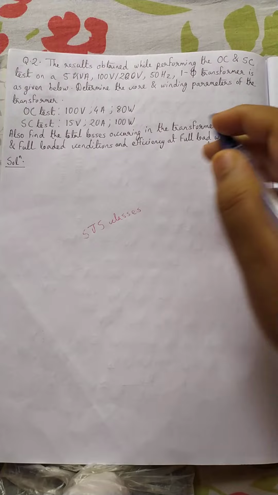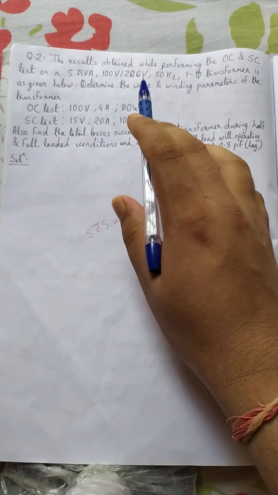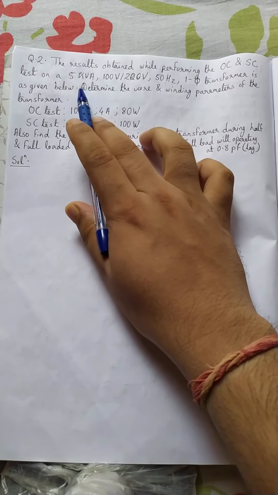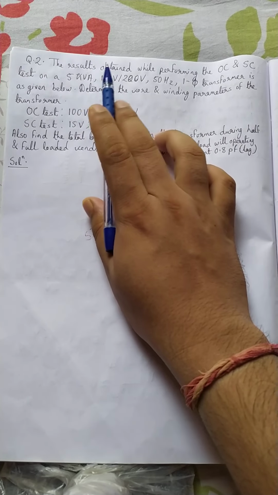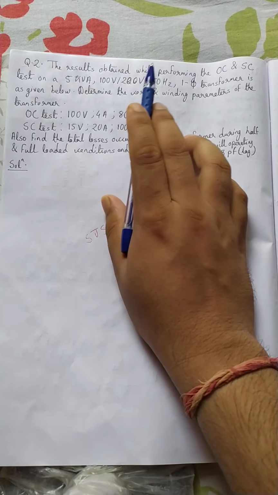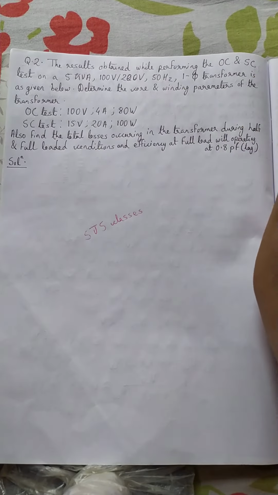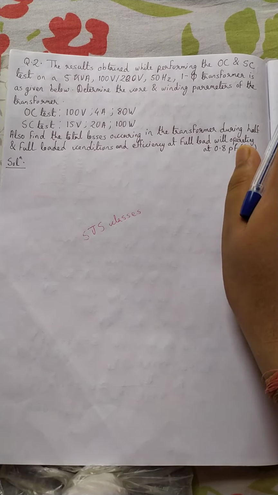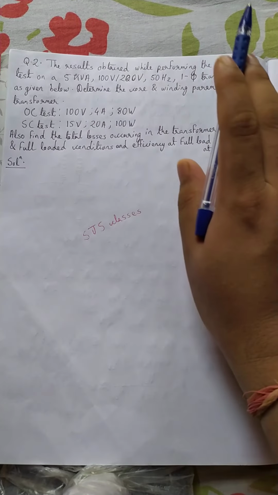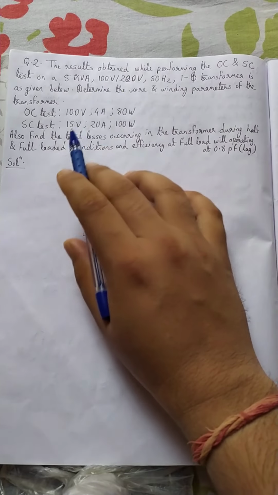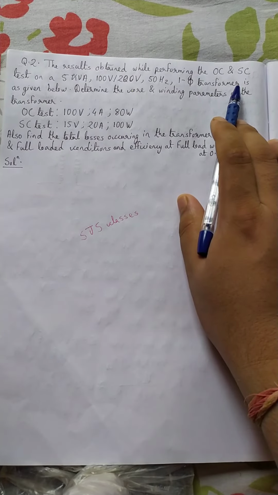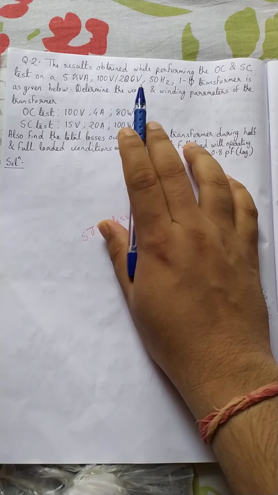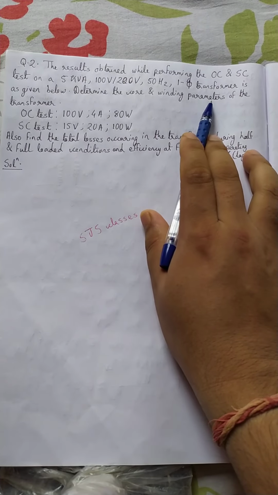What is given? A given transformer is a 5 kVA, 100 by 200 volt, 50 Hz single phase transformer, and we have performed the open circuit and short circuit test on it, and the readings are given here. From that we have to find out the core parameter and winding parameter.